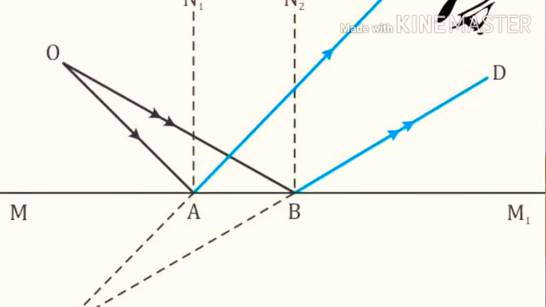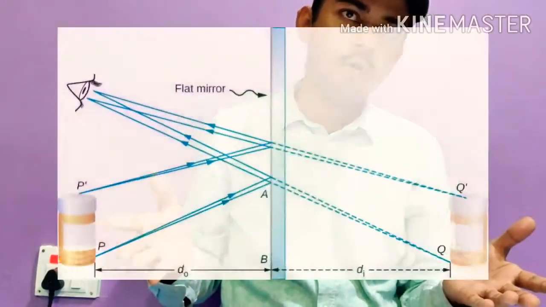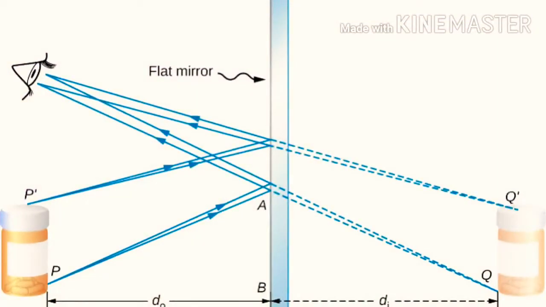This is the ray diagram of a point size image, and this one is the ray diagram of a large image. You can take a screenshot for future reference. Now let us see a few uses of plane mirrors.